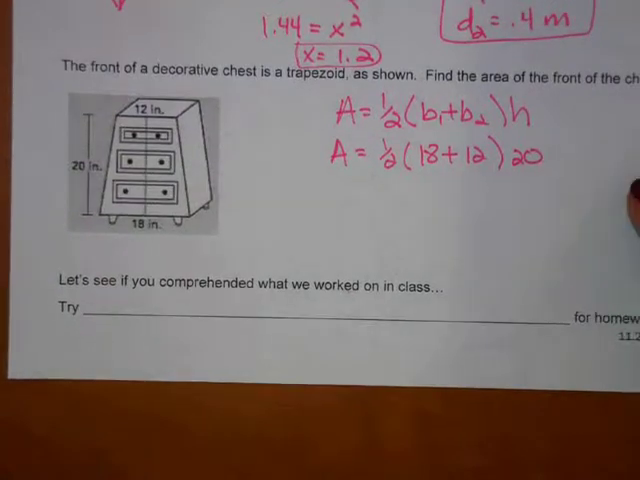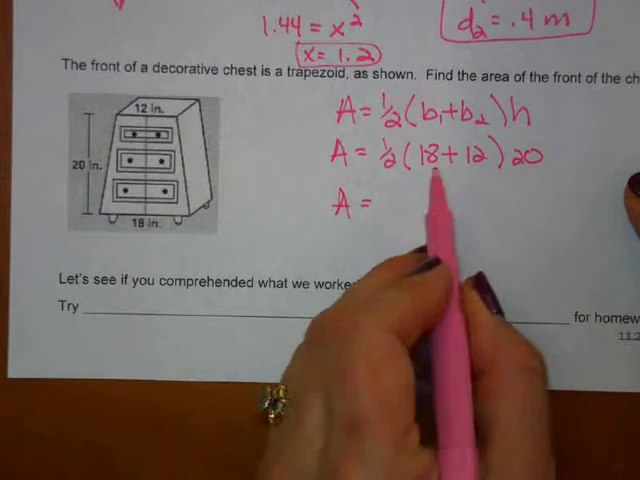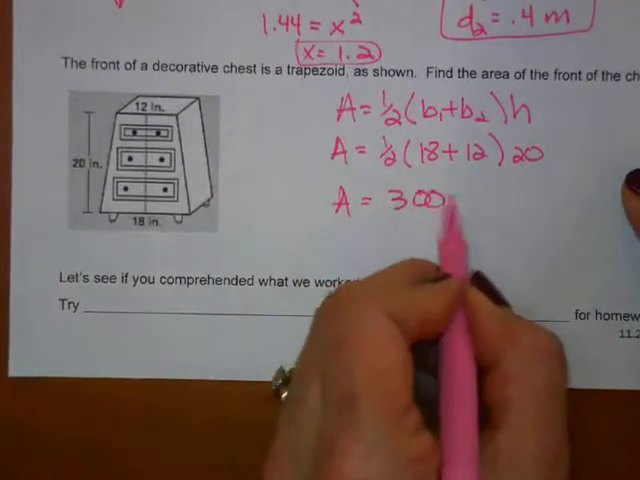Half of 30 is 15 times 20. What's 15 times 20? 300. Inches squared.